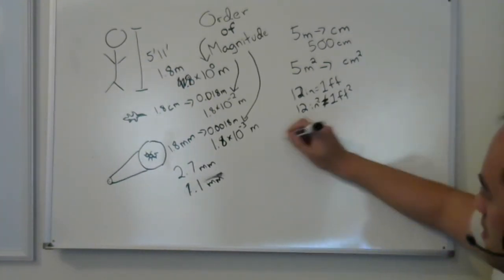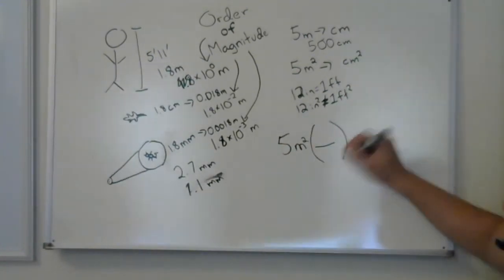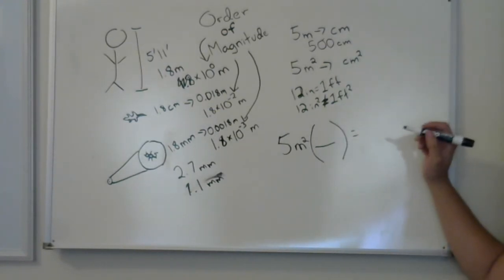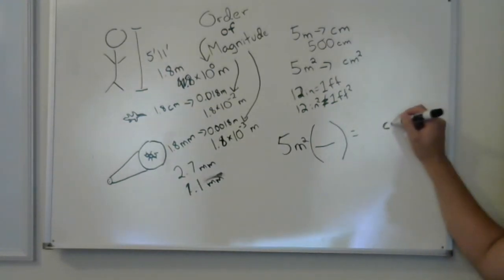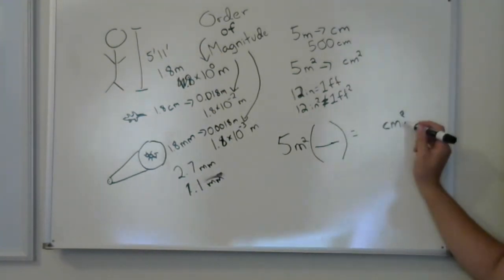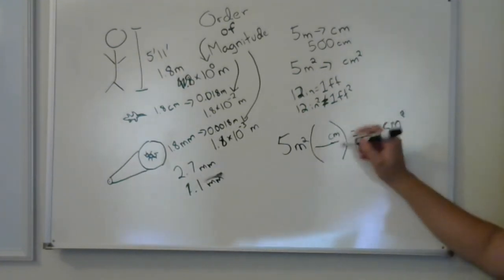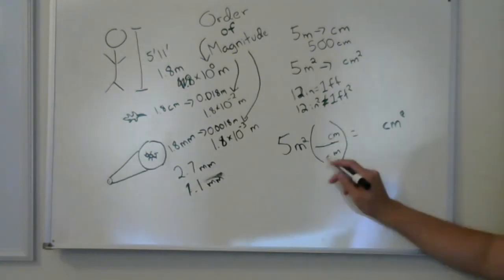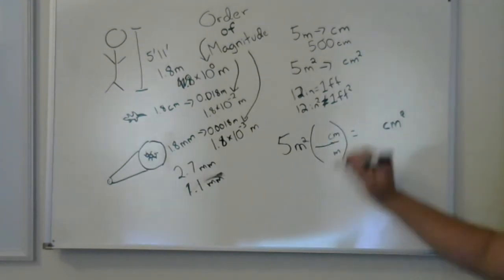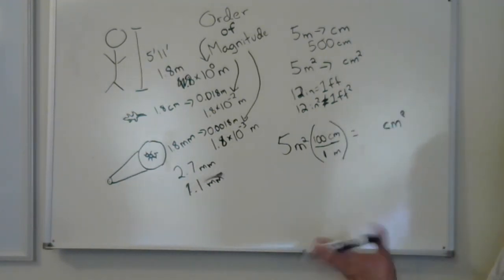Here's the method. 5 meters squared times some fraction will give us the answer in square centimeters. Well, the fraction, we want to end up with centimeters, so we need centimeters on top. We want to cancel the meters, so we need meters on the bottom. What's this fraction? The top and bottom have to be equal, remember. 100 centimeters equals 1 meter. This is what Daisy did, but it doesn't work. Do you see why it didn't work? Tell me why it didn't work.